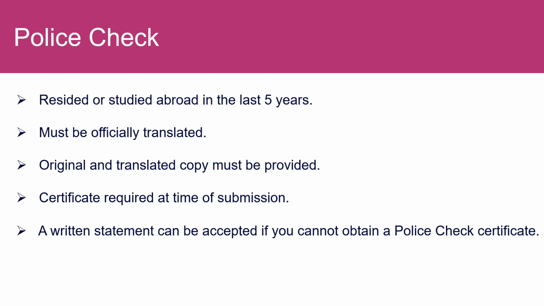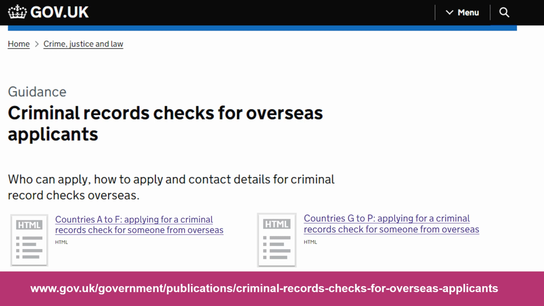However, if you are unable to obtain a police check certificate, then you must provide a statement in writing demonstrating that you have taken all reasonable steps to obtain one, and this statement must be included within your application. If you need any guidance on how to obtain a police check certificate from overseas, then we advise that you visit the government website. It has a list of all the countries available to receive a police check certificate from, and it explains in detail how you can obtain a certificate from each country.